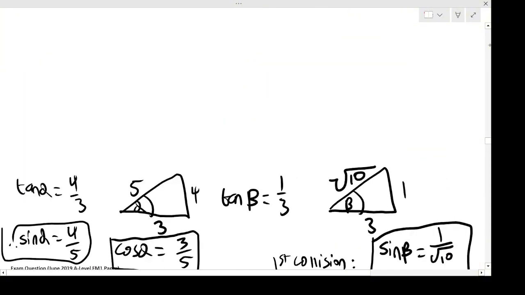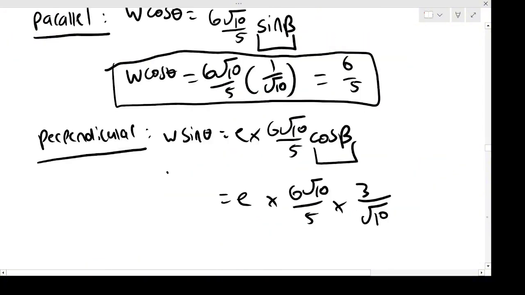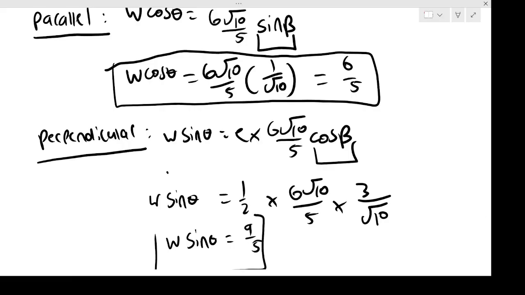Let me have a look at the question. We're told, okay, so it's not going to be a quarter like we did in part A, because it's different walls. So actually, it's now a half for the second wall. So again, pay attention to the question. It's going to be half here for E. So we can simplify all of this and work out these fractions. That's going to be a half times 6 root 10 over 5 times 3 over root 10, and so we get 9/5. Okay, and there we are.